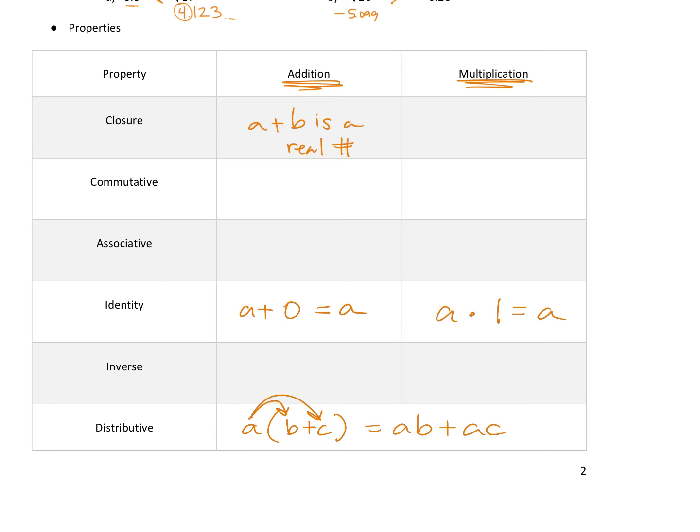Alright. So A plus B will get you a real number. Real number plus real number will get you a real number. Same thing with multiplication. A real number times a real number is a real number.